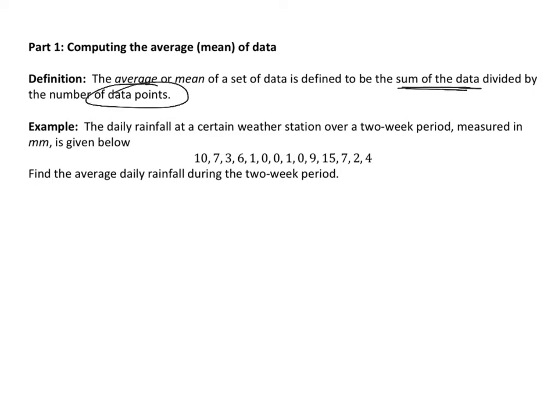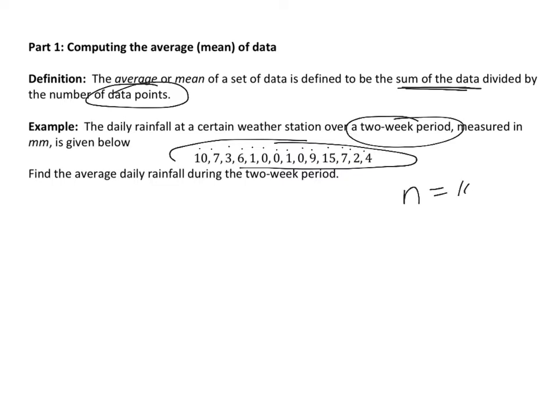If we do a very simple example, let's say that the daily rainfall at a certain weather station over a 2-week period, measured in millimeters, is given below. So I've got all of these data points, and we might check really quickly. There's 1, 2, 3, 4, 5, 6, 7, 8, 9, 10, 11, 12, 13, 14. Yay, I said it was going to be a 2-week period. So we can see here that n equals 14. N means the number of data points that we have.